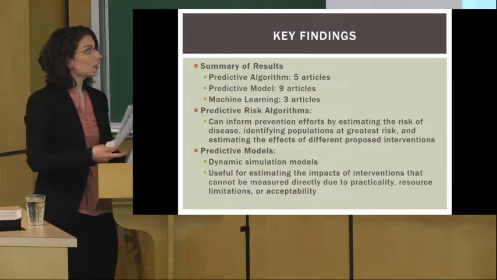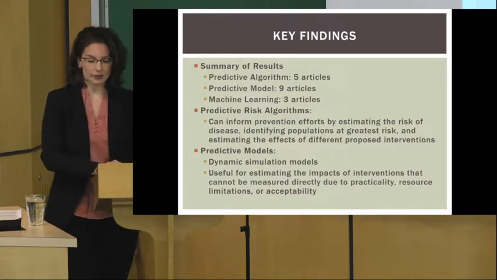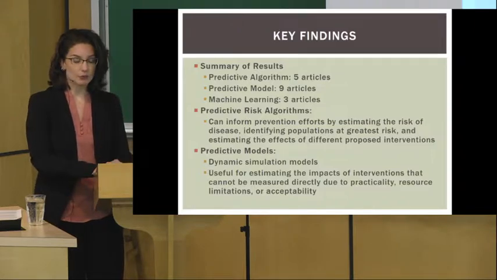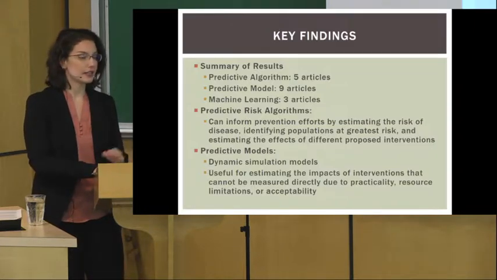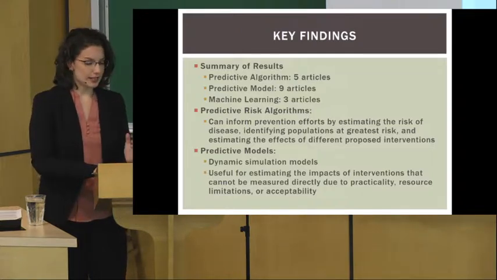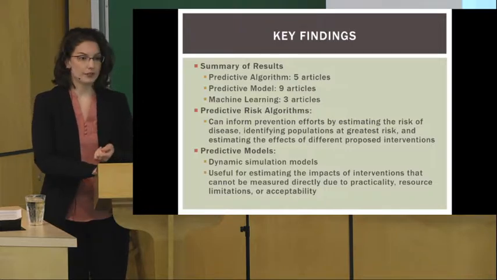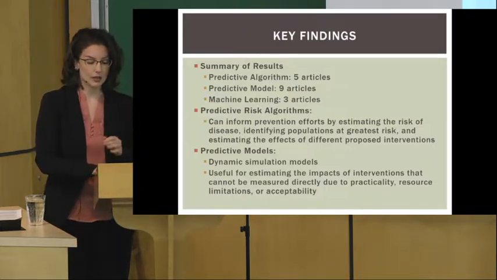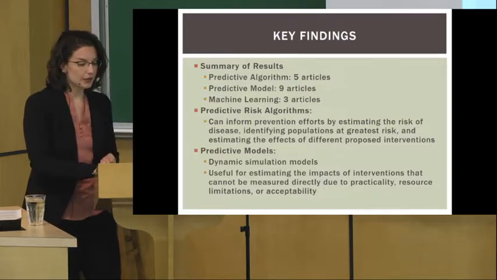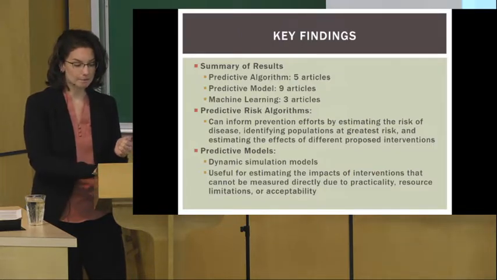Of the 17 articles included in the final review, 5 focused on predictive algorithms, 9 discussed the use of predictive models, and 3 discussed machine learning techniques. For the sake of this presentation, the application of machine learning approaches to the social determinants of health are emerging, but data remains limited. So for the sake of brevity, I'll focus on my findings regarding predictive algorithms and models.